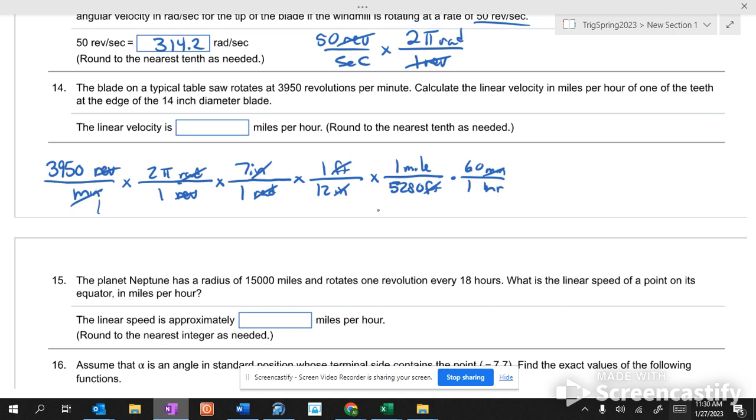So you take 3950 times 2 times pi times 7 times 60, press equals, then divide by 12, press equals, divide by 5280, press equals. I bet we're over 100.